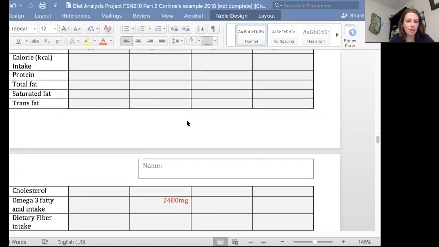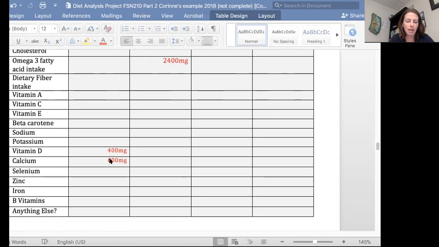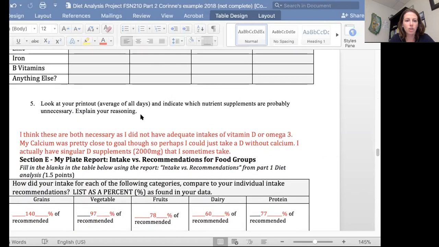Then you're going to list the ingredients in the supplement. So for example, I take a vitamin D calcium supplement as well as a fish oil supplement. And then next you're going to look at your reports and discuss if you think those supplements were necessary or not. For me, I was pretty close to meeting my goals for calcium. So maybe I don't need the calcium, but I was low in vitamin D and I was low in the omega-3s. So I do think my supplements are good. I could switch from, instead of a calcium vitamin D combo, to just a vitamin D.